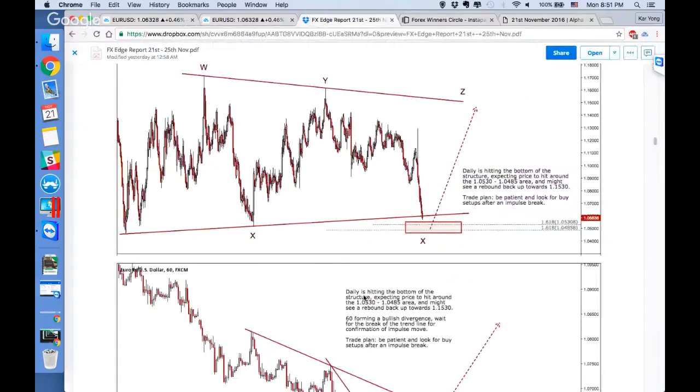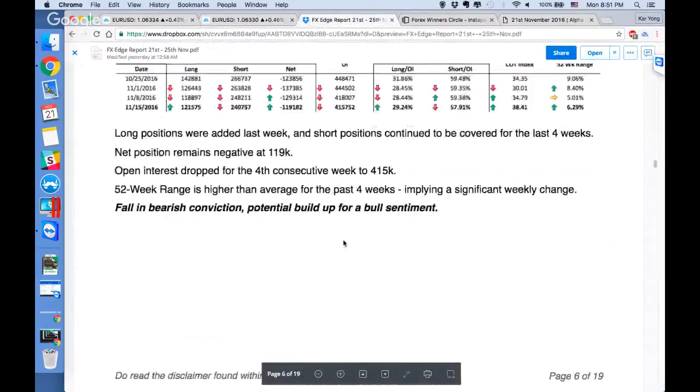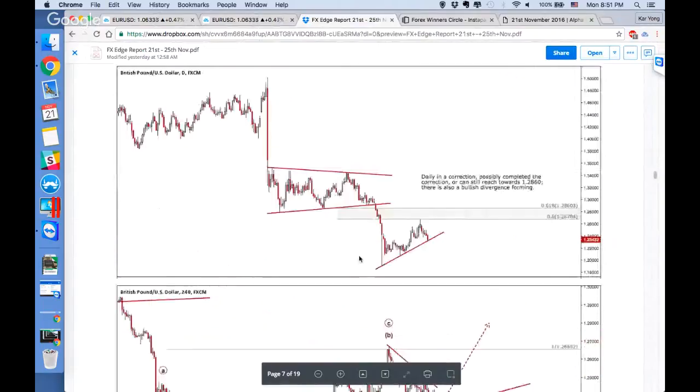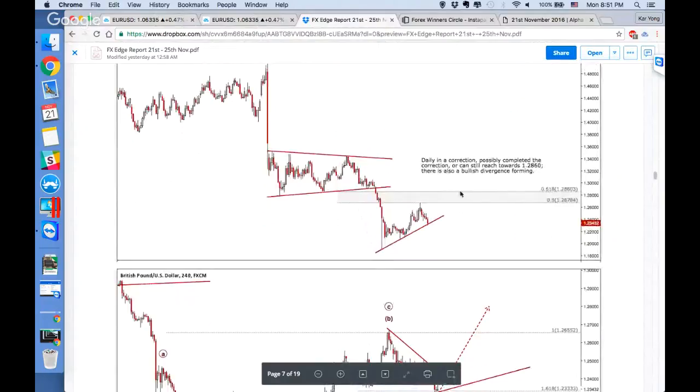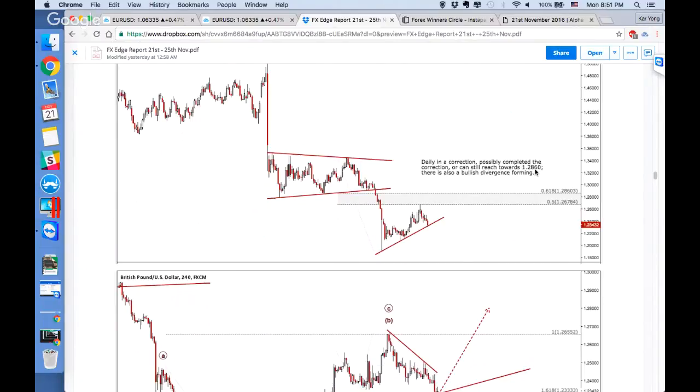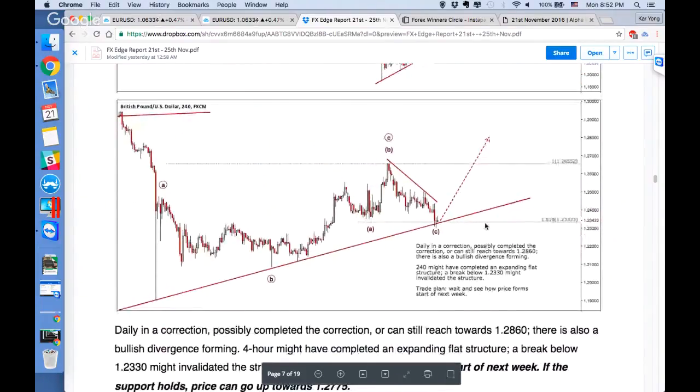So if I walk you through another one, let's look at pound dollar. Pound dollar over here, daily, I state that daily is in a correction, possibly reaching completed, and it can still reach as high as 2860. So the idea here is if it goes up to 2860, I'll be looking for a short setup. This one you can look at the 4-hour time frame. My forecast here is that if price respects this level, which is 1.2333, we can expect it to go higher, as long as it's respecting this level over here.